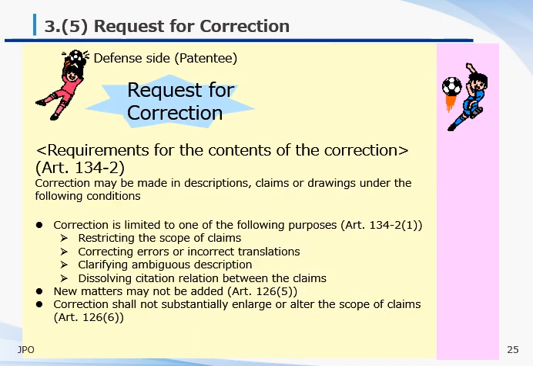This slide explains a request for correction that is made by a patentee. A trial for correction should be made only for the following purposes: restricting the scope of claims, correcting errors or incorrect translations, clarifying ambiguous description, dissolving citation relation between the claims. Furthermore, in a trial for correction, it is prohibited to add new matters. It is also prohibited to make a correction in order to substantially enlarge or alter the scope of claims.